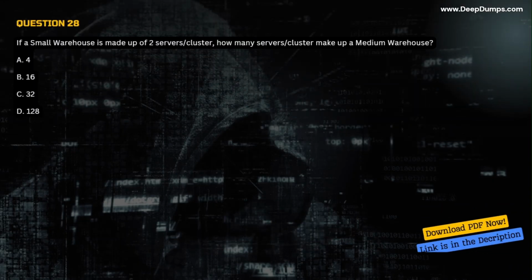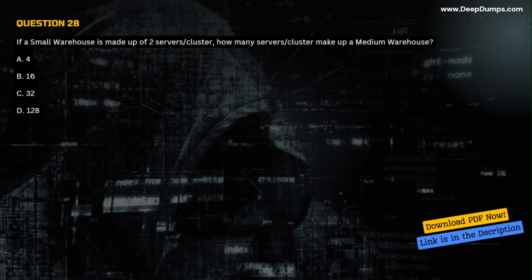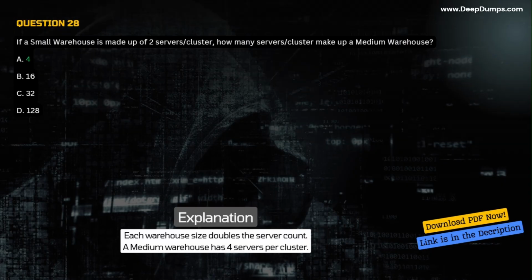Question 28. If a small warehouse is made up of 2 servers/cluster, how many servers/cluster make up a medium warehouse? A. 4. B. 16. C. 32. D. 128. Correct answer A. 4. Explanation: Each warehouse size doubles the server count. A medium warehouse has 4 servers per cluster.